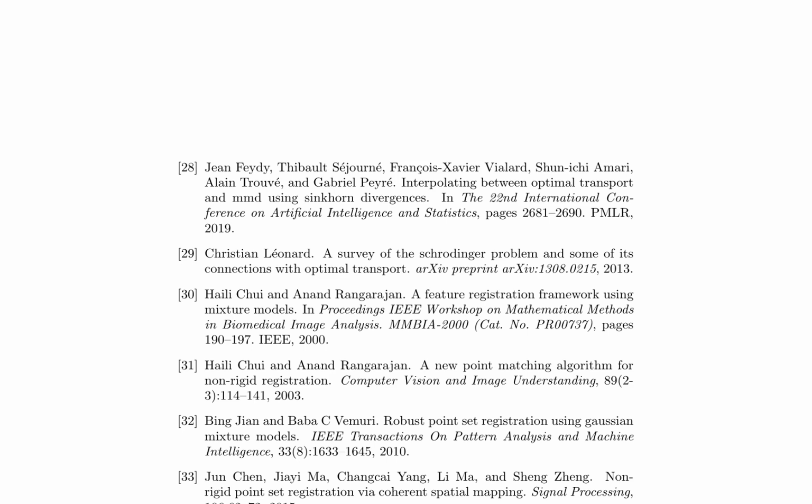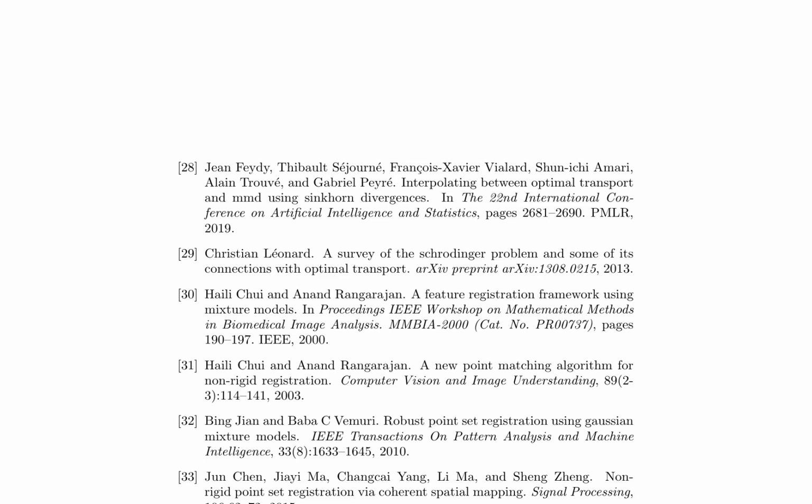The authors provide a comprehensive overview of various point matching algorithms for non-rigid registration, including Gaussian mixture models, coherent spatial mapping, and feature-preserving simplification frameworks for 3D point clouds. Specifically, they reference Jean Feydy et al.'s work on interpolating between optimal transport and MMD using Sinkhorn divergences, which has been applied in various contexts.